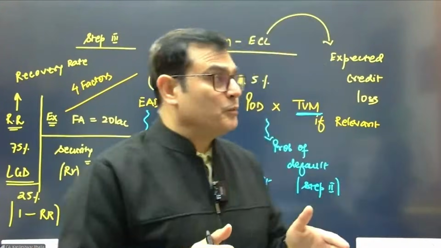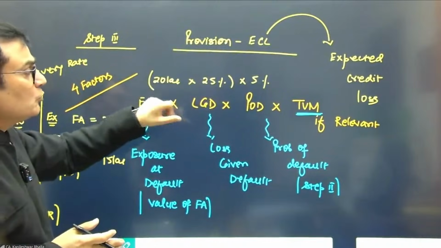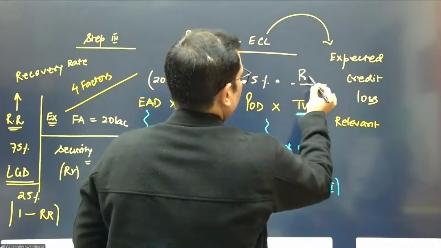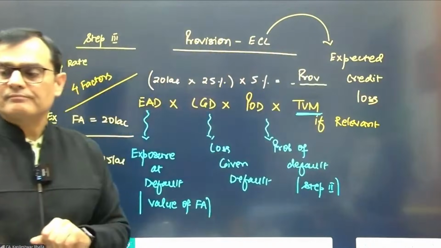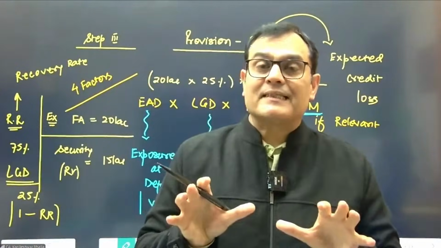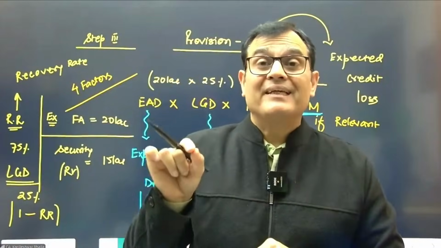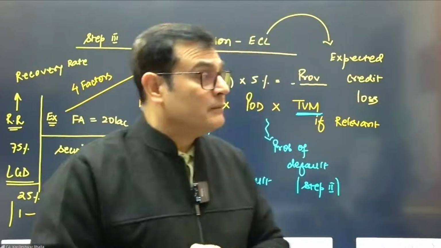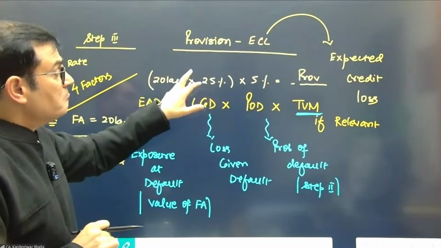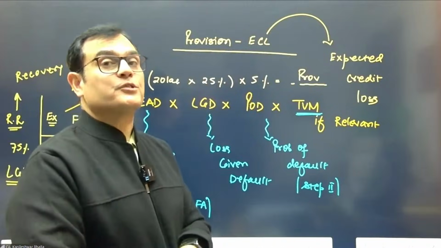So I will create a provision. Let's forget the time value of money, it is not relevant here. So 20 lakhs into 25% into 5%. This is the amount of provision which is going to be created. It's as simple as that. Which means the main exercise is in getting that POD. The main input is getting the POD, because once you have the POD, this is the value of the asset, this is the maximum default which can occur, but we will consider the default probability as well.